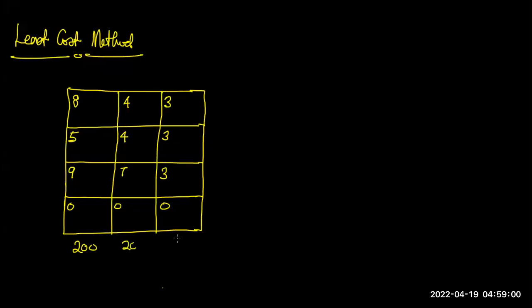200, 200, 300. This was 250, 100, right? No, the first one is 300. 300, 100, 250, and 50. Okay.